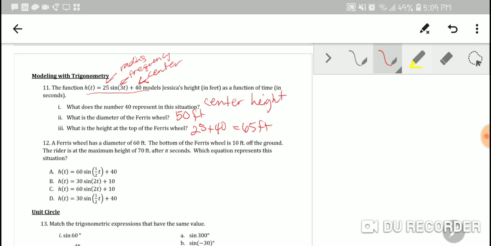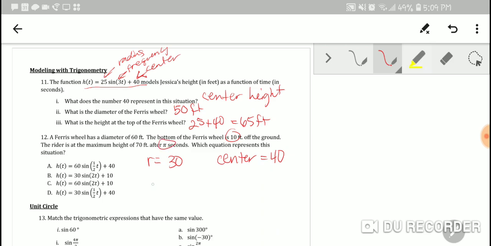All right, so the diameter is 60. The radius is 30. The maximum height is 70. Then your center height is going to be 70 minus 30, so your center height is going to be 40. Another way to figure that out is if you're 10 feet above the ground, 10 feet plus the radius, which was 30, equals 40.